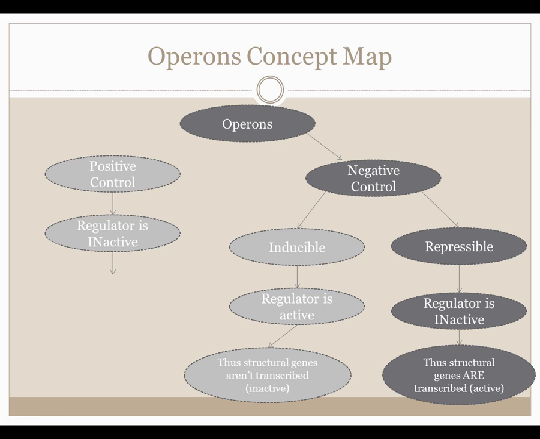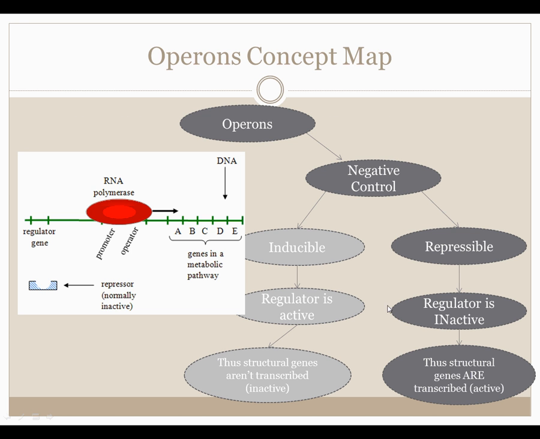Pretty cool. So now what we've seen here is we saw positive control. Now this is negative control. Again, negative control meaning that I have to take away the repressor to make whatever structural genes I want. So with negative control and repressible, normally the regulator is inactive. It's hanging out somewhere else. And so normally the structural genes here are being transcribed. So that's what they call active.